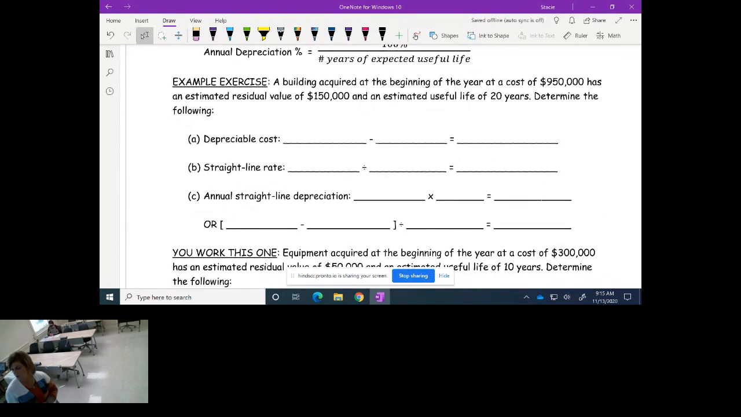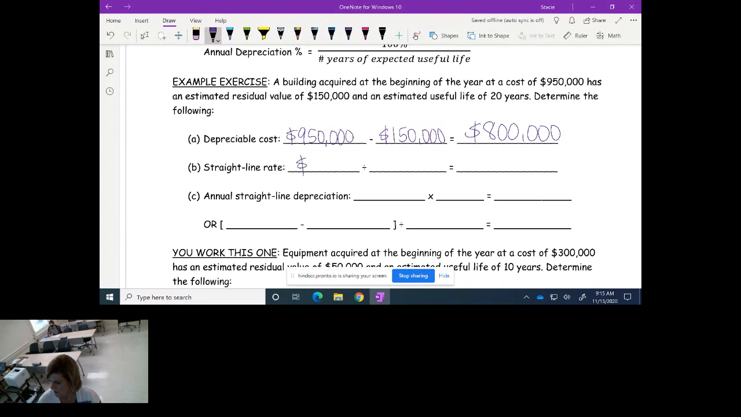So depreciable cost. I said we would get that by taking our cost minus our residual value. And again, residual value is what it's going to be worth when it's outlived its usefulness for your purposes. So that's going to give us the amount that we're going to depreciate, or our depreciable cost. This is the amount that we will use for depreciation calculations, $800,000.